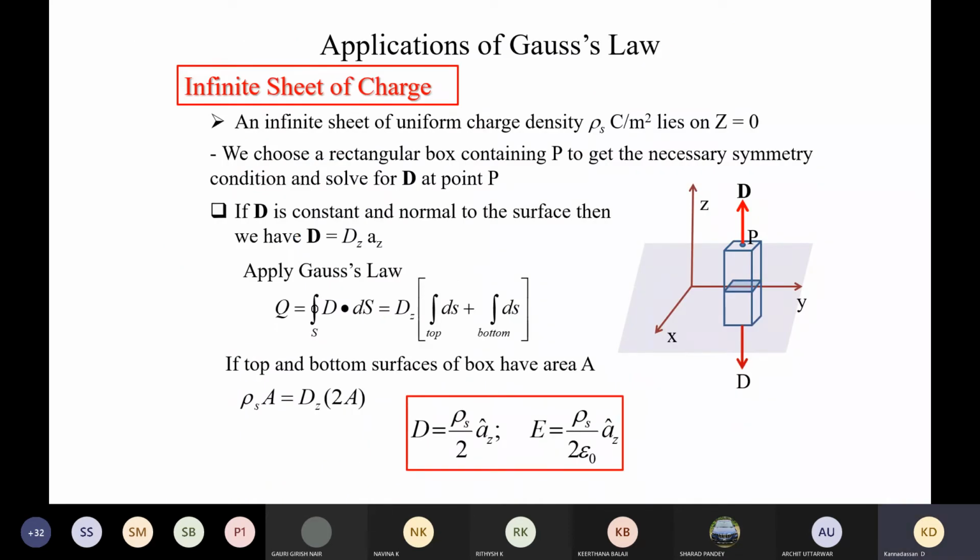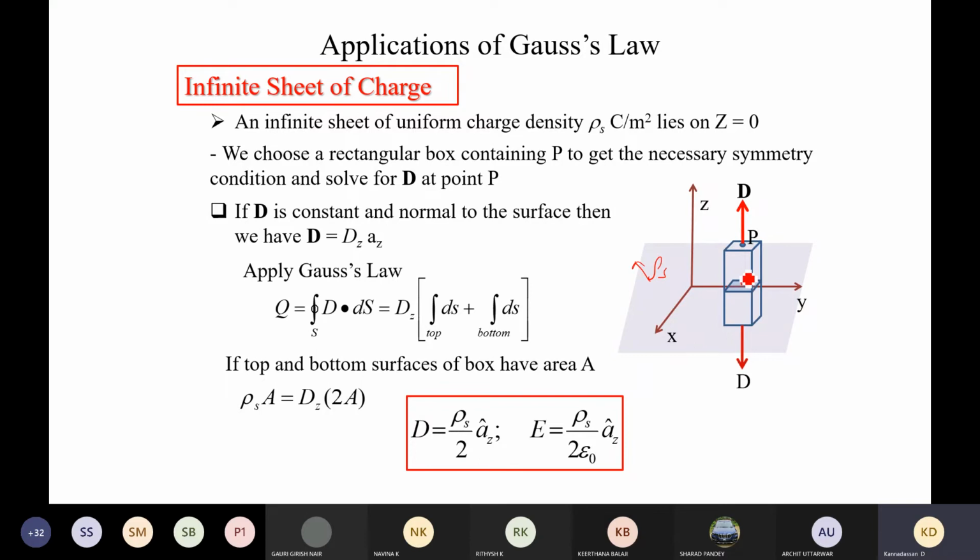Now we are coming to the next application: if we take an infinite sheet, then how can we calculate the electric field or the flux from it? We are going to take an infinite sheet having a uniform surface charge density of rho s. And for study purposes, we are going to take a very small surface. This is the small surface we are going to consider.